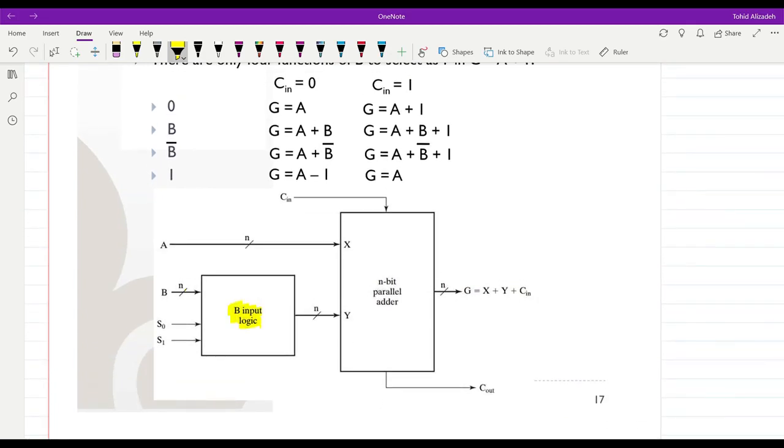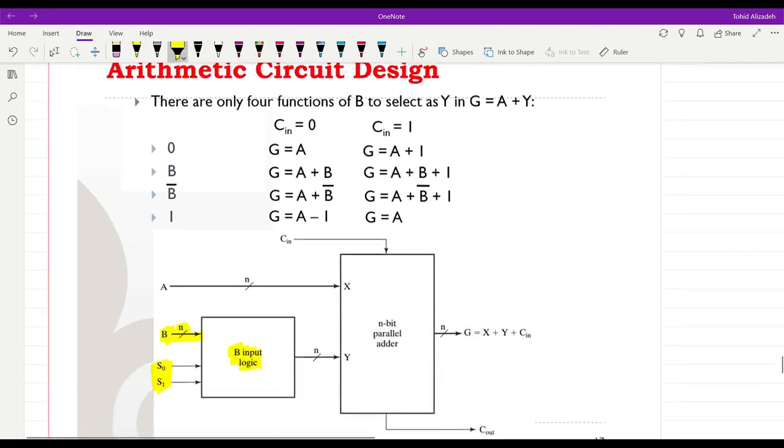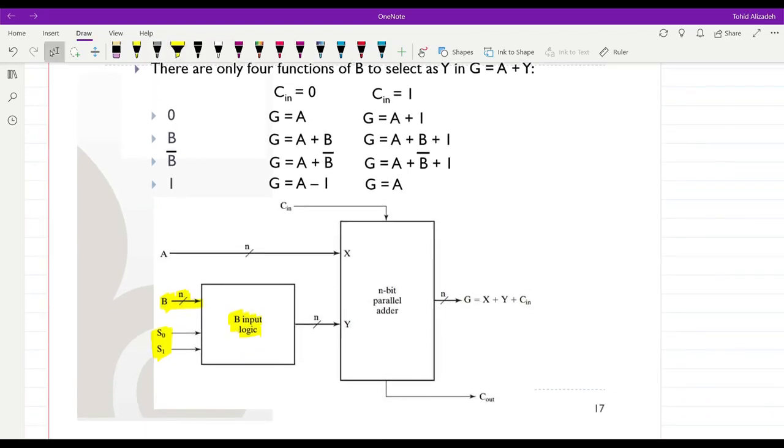We have 4 possible choices for B. So B is provided as one input to this B input logic, and then we have S0 and S1 in order to provide 4 possible cases as the output, or Y here. So one choice is to pass all 0s, the other choice is to pass all 1s, next one is to pass B as it is, and the next one is to pass the 1's complement of B over here. Then the output that we get from our n-bit parallel adder will be available here as G.